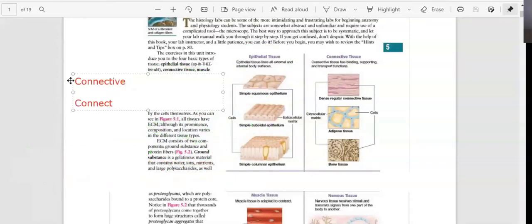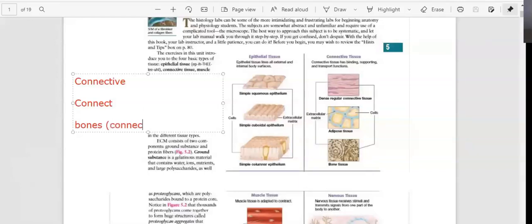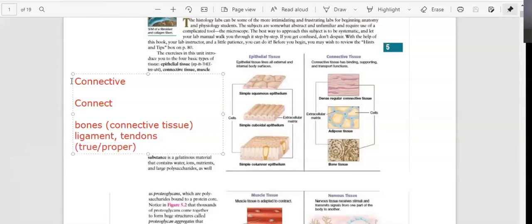Connective. It's called like that because technically some of these tissues are going to connect. For example, bones connect to other bones. You have your skeleton and you can see your bones are connected to other bones. So the bones are part of the connective tissue. However, in our body, we also have ligaments and tendons. Ligaments and tendons are part of what we know as the true or proper connective tissue. Those are the ones we're going to be focusing on.